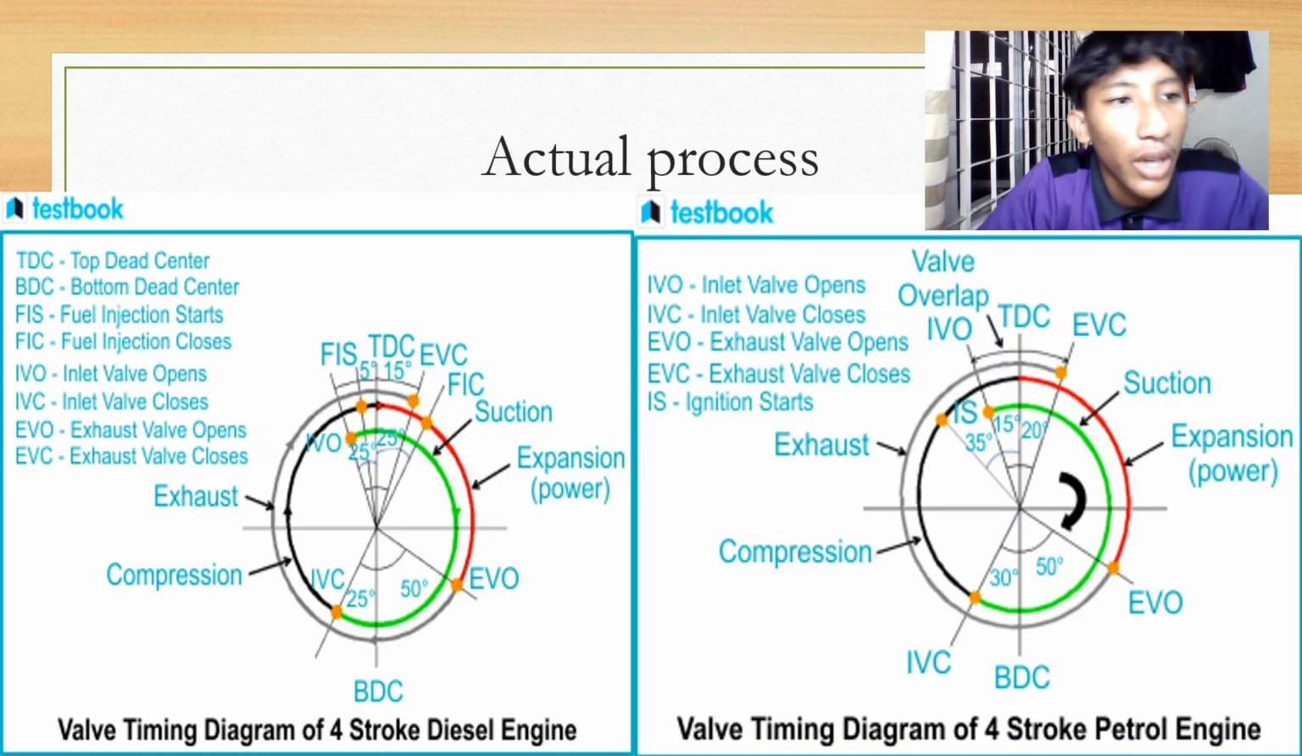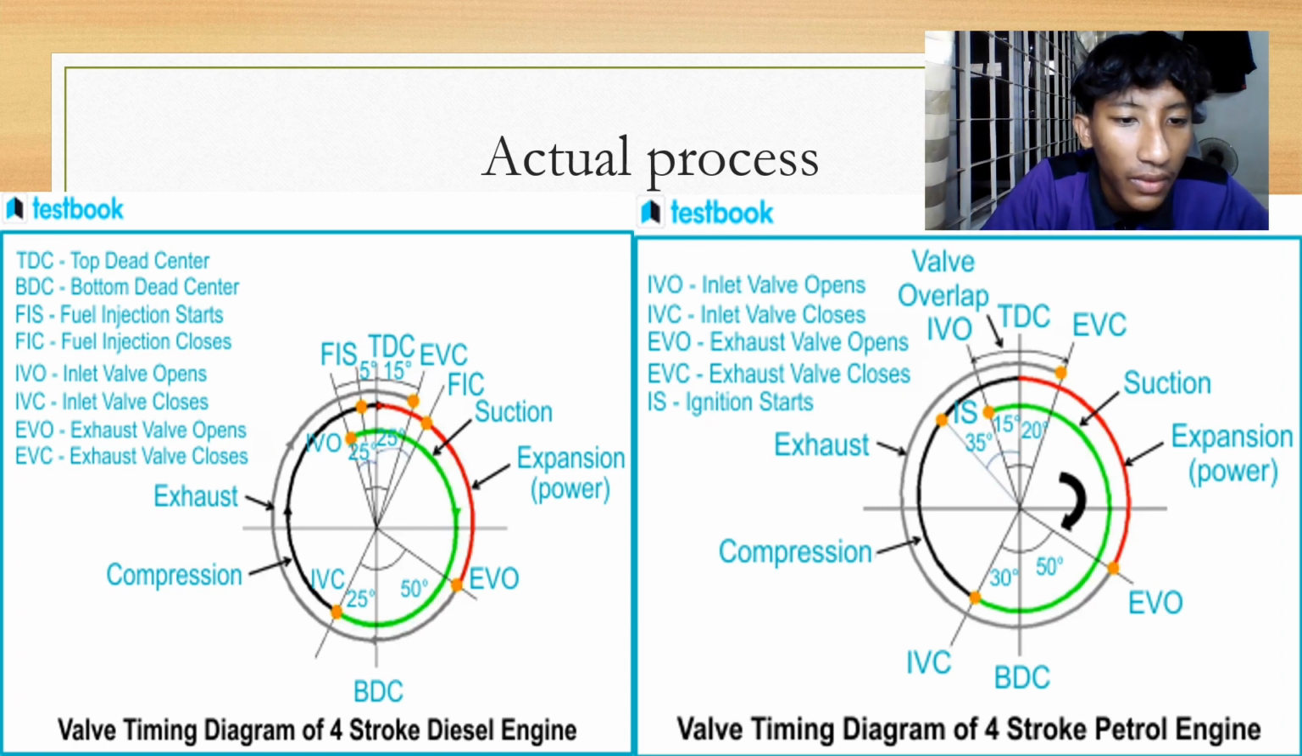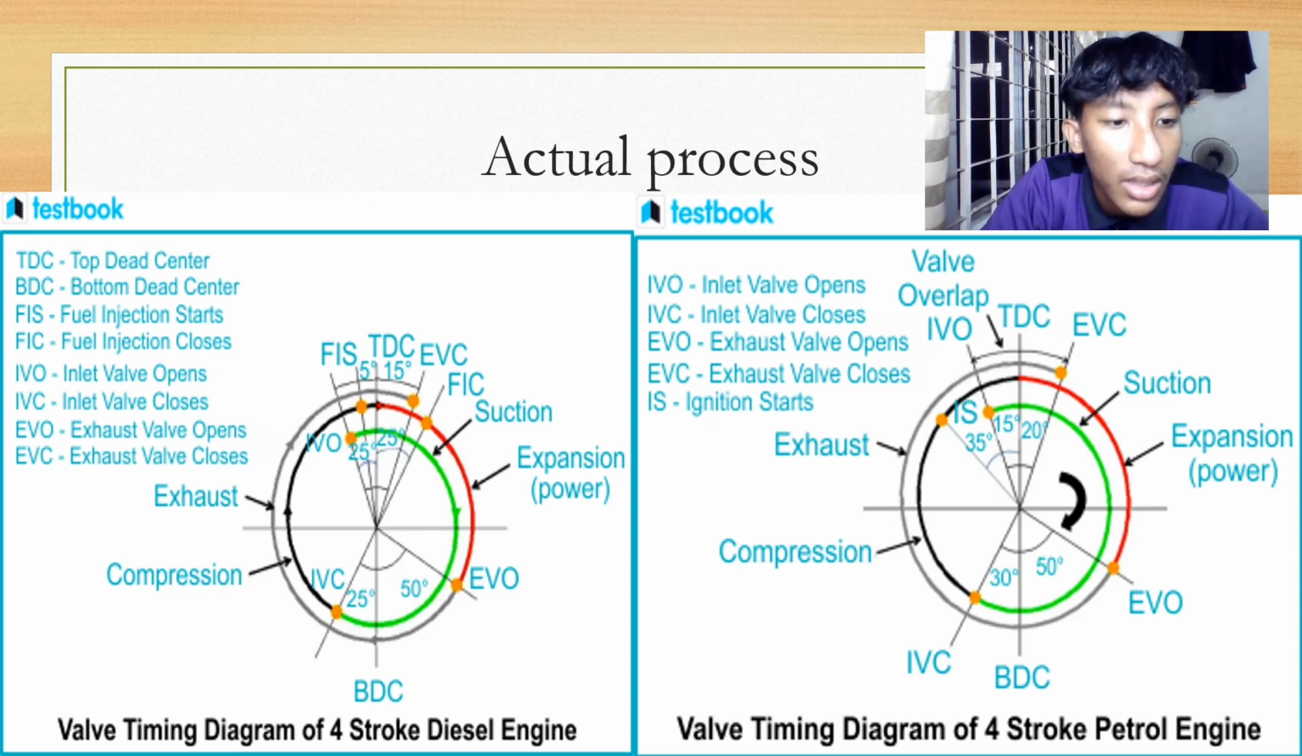So we have a valve timing diagram of the four-stroke petrol engine and diesel engine of the actual process. As you can see, it is much different from the theoretical valve timing diagram. During the suction stroke of a four-stroke engine, the inlet valve opens at approximately 10 to 20 degrees in advance of the top dead center, TDC. This timing allows for proper intake of the air-fuel mixture for petrol or air for diesel, while also facilitating the scavenging of any remaining combustion residue within the combustion chamber.